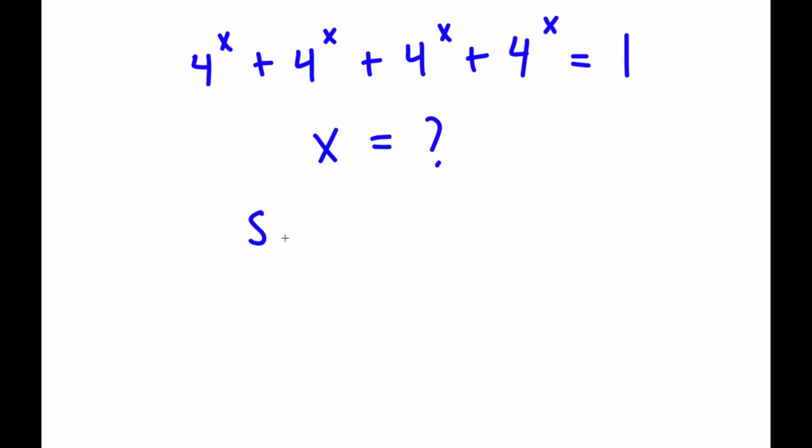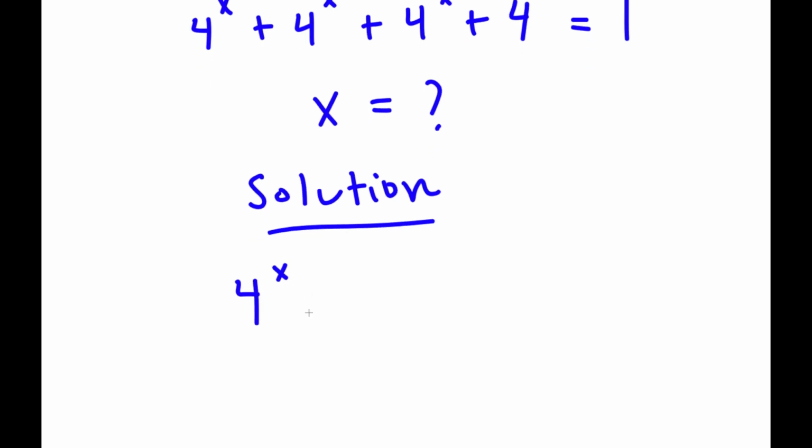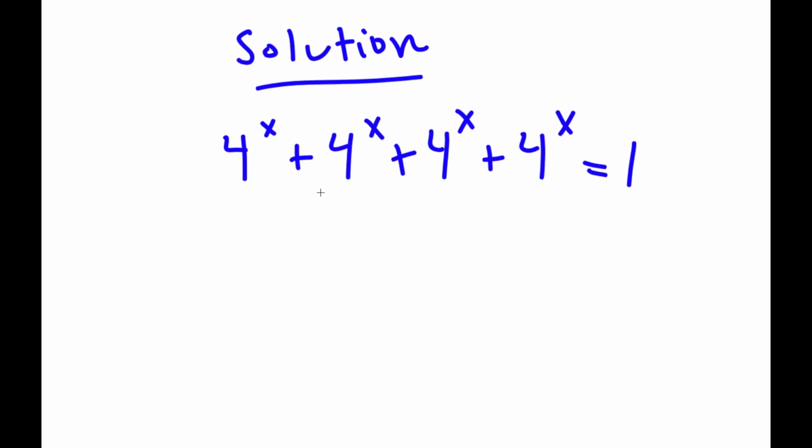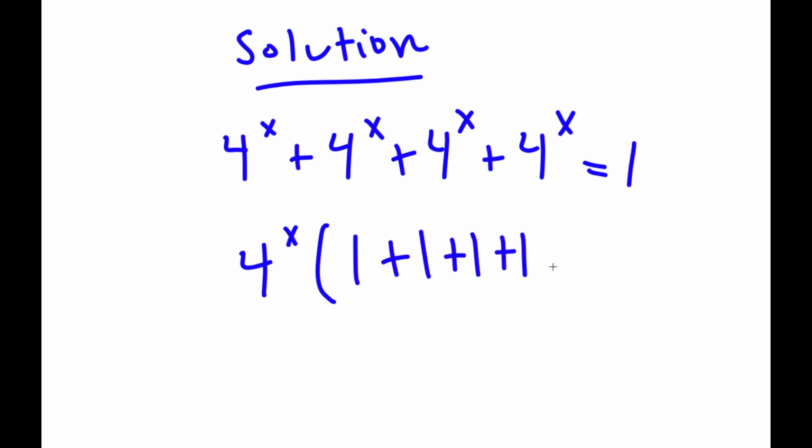So for my solution, first start with 4 to the power of x plus 4 to the power of x plus 4 to the power of x plus 4 to the power of x is equal to 1. Now from here, because there are 4 to the power of x's on my left hand side, I'm simply going to factor out 4 to the power of x. So I have 4 to the power of x times, now 4 to the power of x divided by 4 to the power of x is 1, so I have 1 plus 1 plus 1 plus 1 is equal to 1.